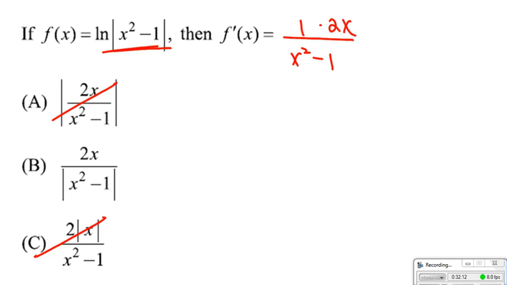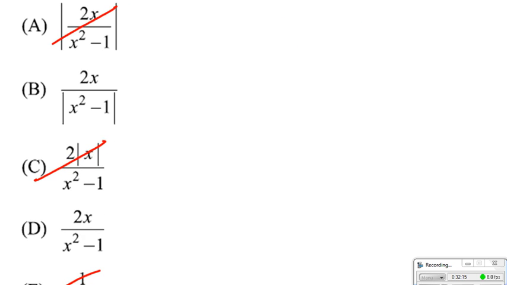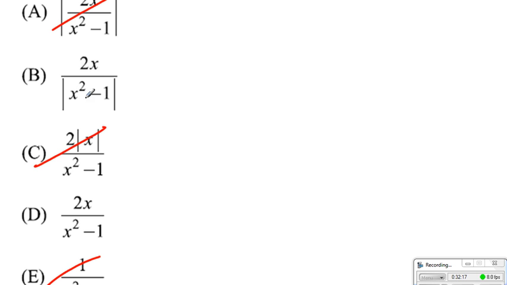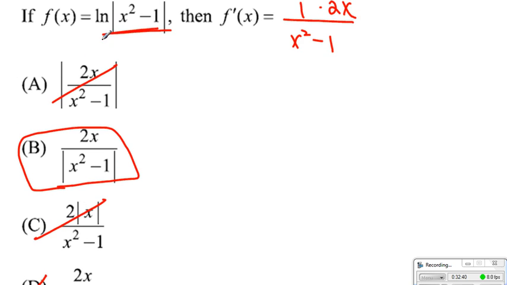But here, one thing that we get to realize is that when x is greater than 1, then it becomes positive. When x is less than negative 1, it has to be negative, which would be the case for this one. We cannot accept this one as the answer because when we take the derivative of the absolute value of x squared minus 1, the absolute value in fact carries over to become this one. So therefore our final answer will be choice B.